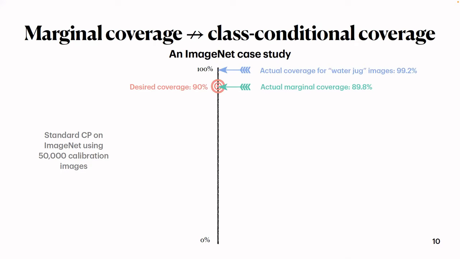But if we look at things by class, we see a different story. So here is the class conditional coverage for images that belong to the water jug class. This is actually above our desired coverage level, which maybe doesn't seem so bad. But then there are other classes, for example, the flamingo class, that achieve a very low class conditional coverage. So this means that of the images that contain flamingos, only 50% of the conformal prediction sets actually included the label flamingo, which is not very good.